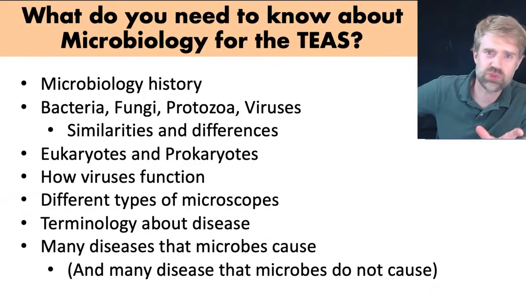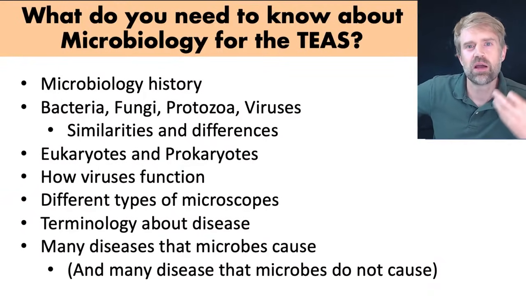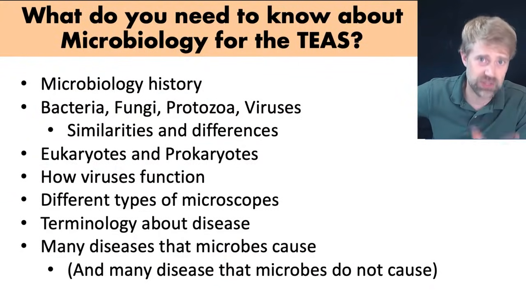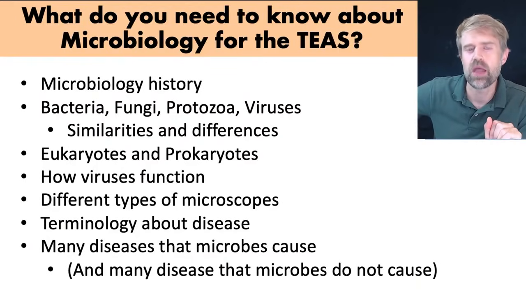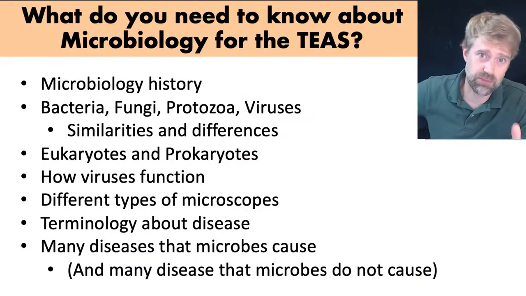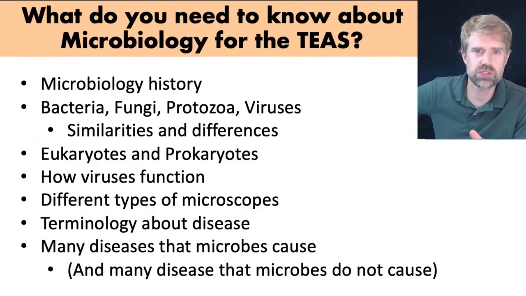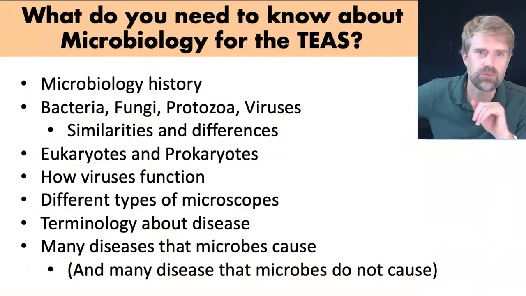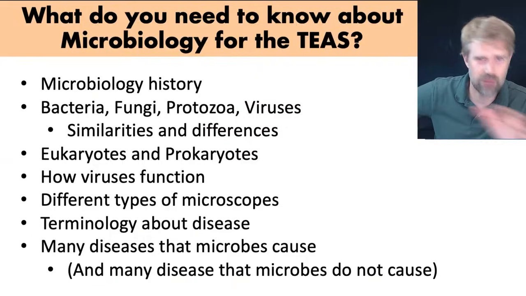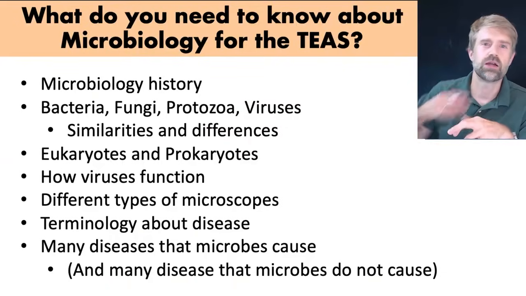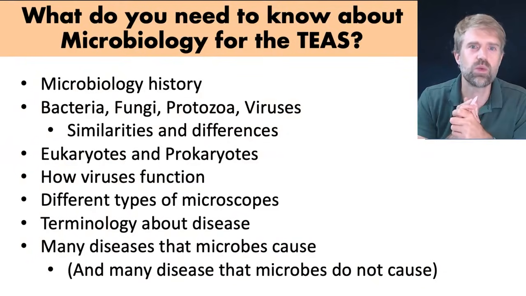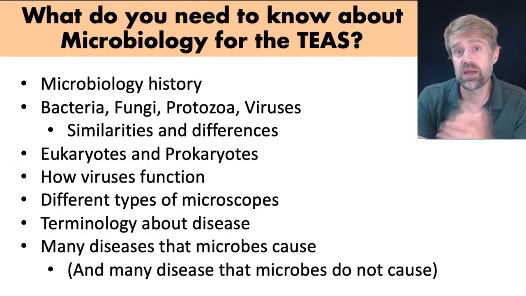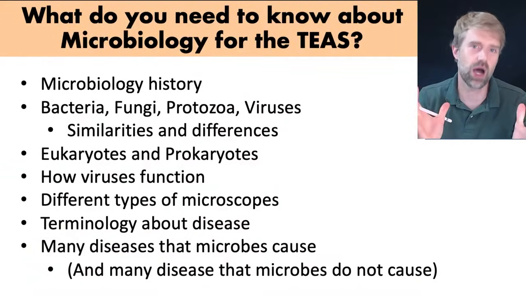This is a very high level outline of the things that you need to know for microbiology on the TEAS and the things that we're going to be talking about today in this live stream. One, a little bit of microbiology history. Then you need to know about some types of microbes or microorganisms: bacteria, fungi, protozoa, and viruses. You need to know the similarities and differences. We need to know about eukaryotes and prokaryotes. We need to know how viruses function. We need to know about different types of microscopes, and what type of microscope we'd use to look at what thing. We need to know some terminology about disease, and we need to know about the many diseases that microbes cause, and many diseases that microbes do not cause.